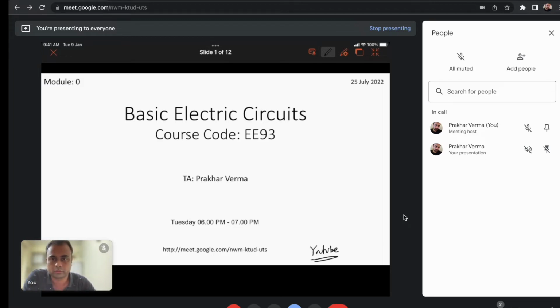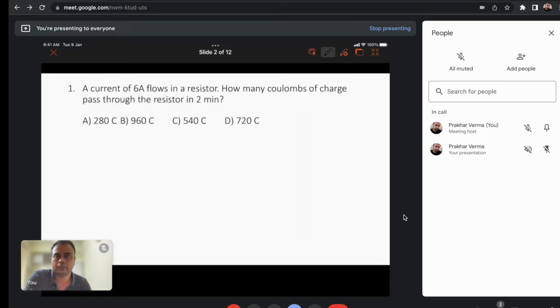So let's begin. Beginning our tutorial for today, that is module 0. The first question here is, a current of 6 ampere flows in a resistor. How many coulombs of charge pass through the resistor in 2 minutes?